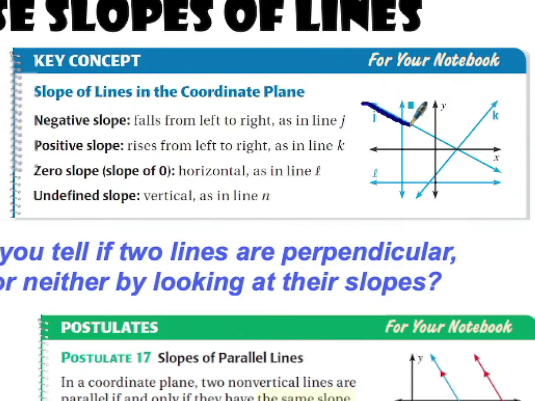And so you'll see that this would be considered a negative slope. This would be considered a positive slope. This would be considered zero slope since there's no rise at all. And then the ultimate slope, where it's just vertical, they call that undefined because technically the slope is infinity, which isn't a real number.